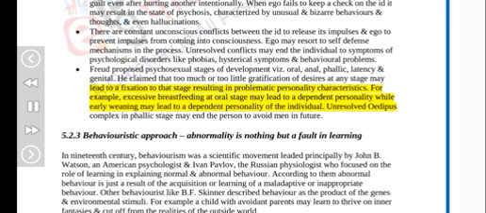For example, excessive breastfeeding at the oral stage may lead to a dependent personality, while early weaning may lead to an independent personality of the individual. Unresolved Oedipus complex in the phallic stage may lead the person to avoid men in future.